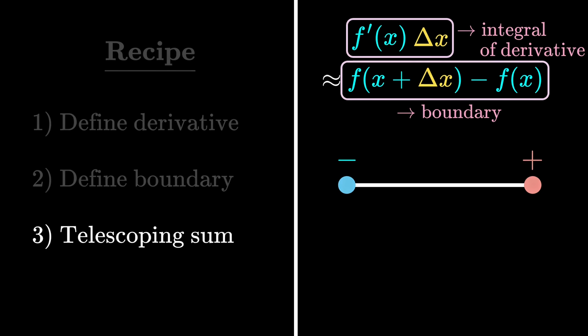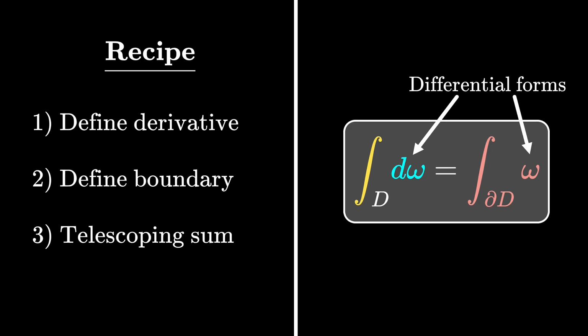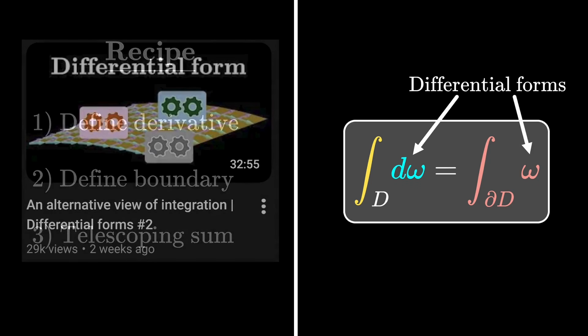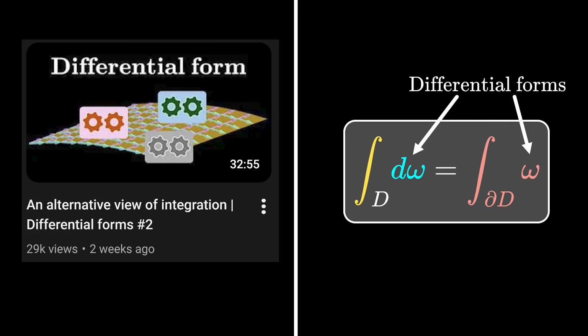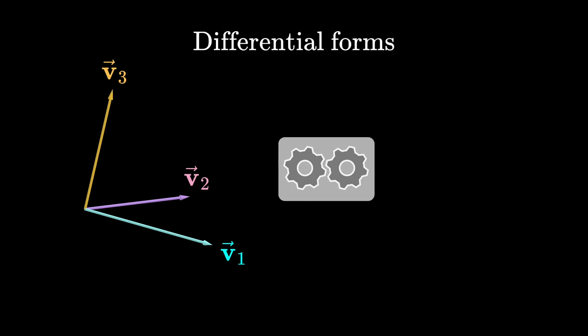We'll use this recipe for the Generalised Stokes Theorem, but it's written in the language of differential forms. While differential forms have been introduced before, let's reintroduce it to have everyone on the same page. One way to think about differential forms is that each point in space is associated with a machine. This machine takes in any number of vectors, which is 3 in this illustration, and outputs a number. It also satisfies some properties.